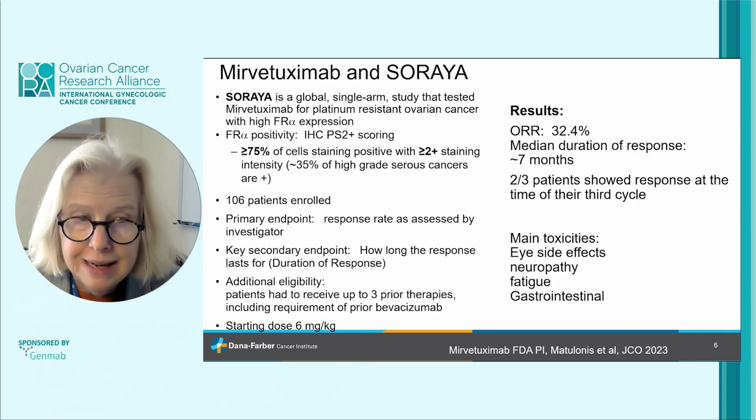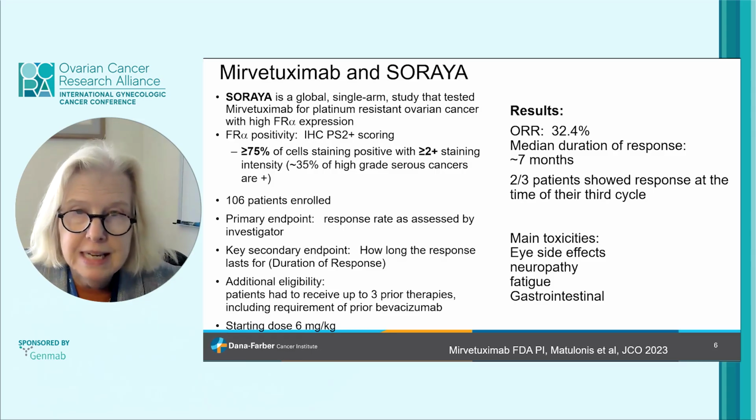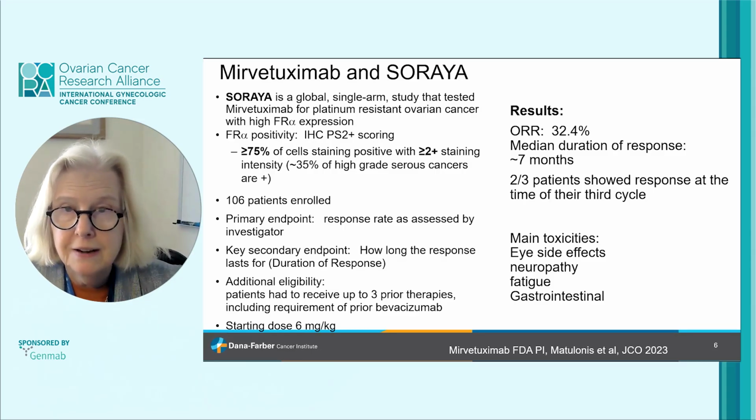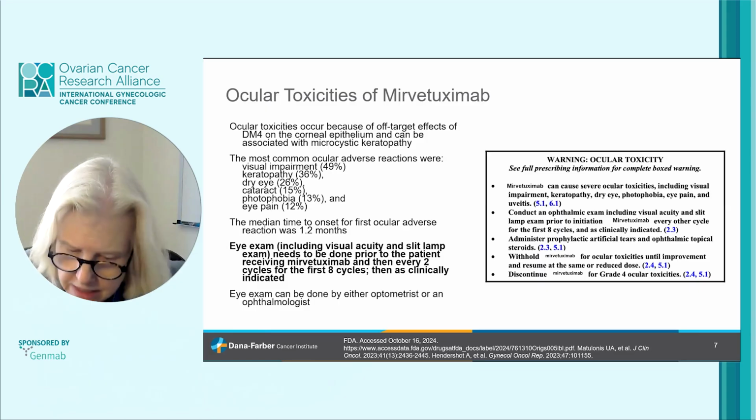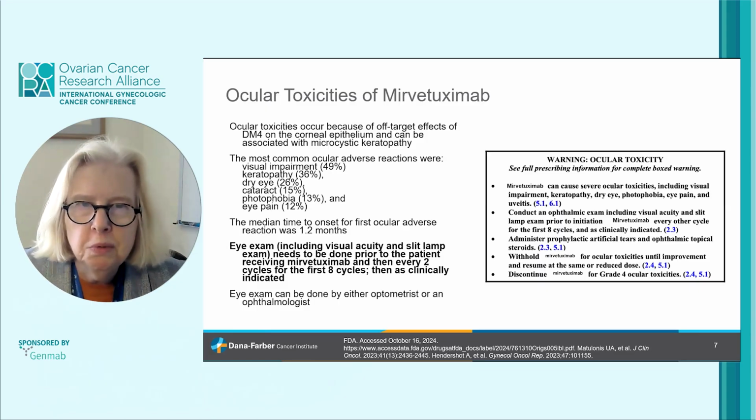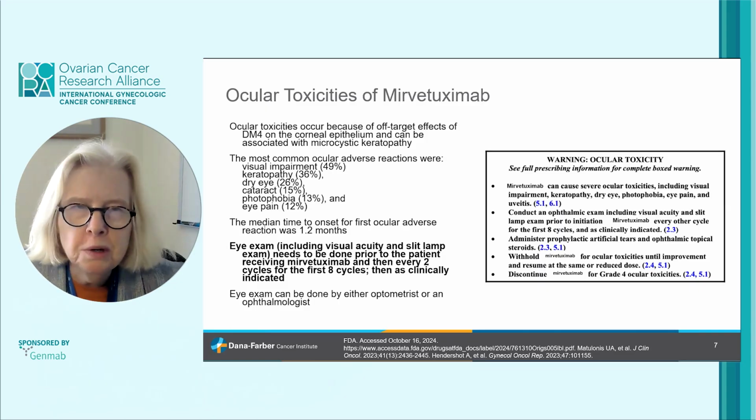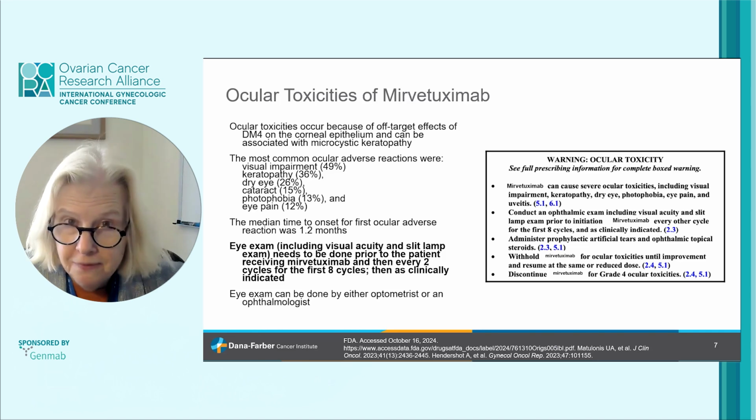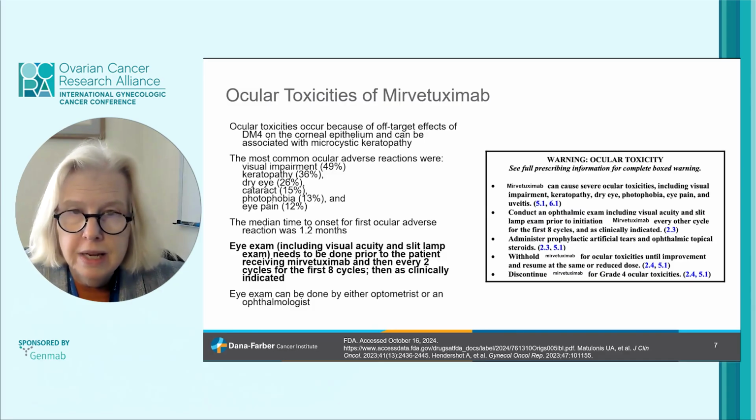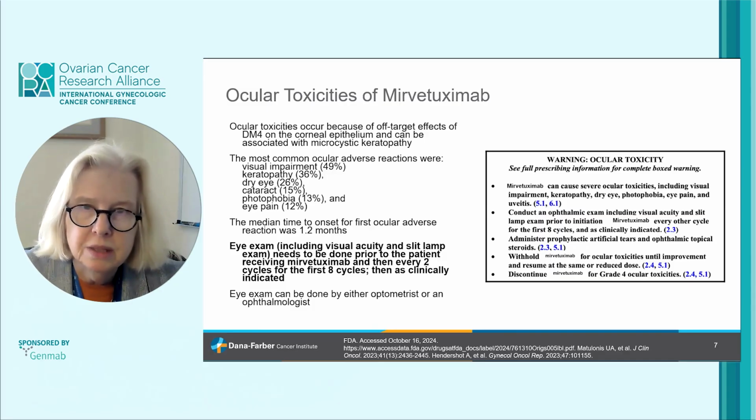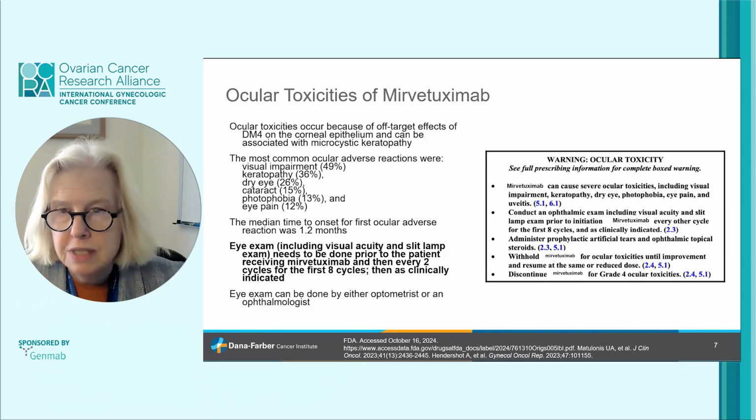The main side effects are eye side effects, neuropathy, fatigue, and gastrointestinal side effects. The ocular toxicities of mirvetuximab, or ELAHERE, that's the other name for it, but I'm going to say the real name, mirvetuximab, occur because of off-target effects of DM4, that's the payload on the ADC. It disrupts the early stem cells on the cornea. Those early stem cells then actually move into the center of the cornea and develop and lead to microcysts.